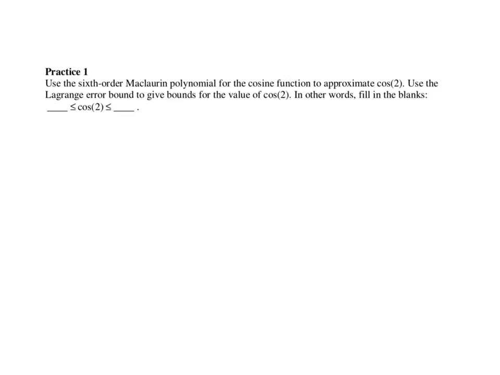All right, let's look at the next situation here. It says use the sixth order Maclaurin polynomial for the cosine function to approximate cosine of 2. So the first thing we're going to do is write out the sixth order cosine polynomial. Cosine of x is approximately equal to 1 minus x squared over 2 factorial plus x to the fourth over 4 factorial minus x to the sixth over 6 factorial.